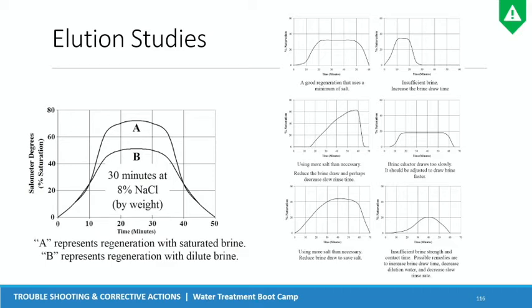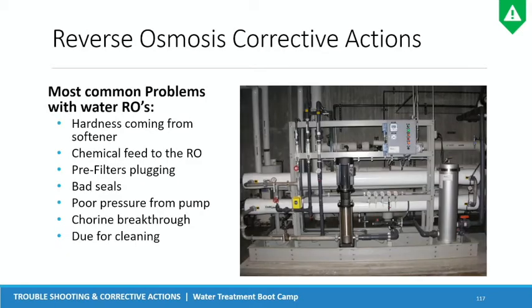For ROs, again, what are the common problems? Hardness. Again, the water softener is not working ahead of your RO, so it's giving you problems with your RO. It's not an RO problem, it's the water softener leading up to it, right? If you're feeding an anti-scalant to your RO instead of softening the water, did the pump lose prime? Did you run out of chemical? Something like that. Are the filters leading up to it plugging, or the seals bad, or is the pump that's supposed to be boosting that pressure not working?